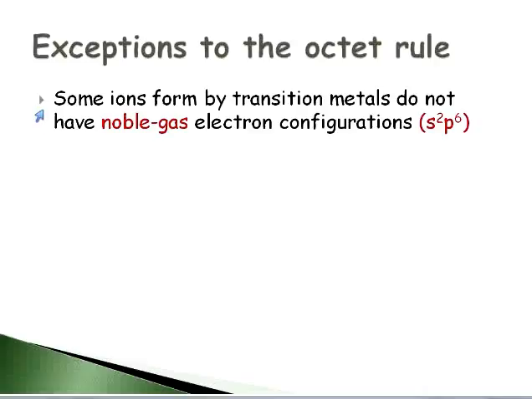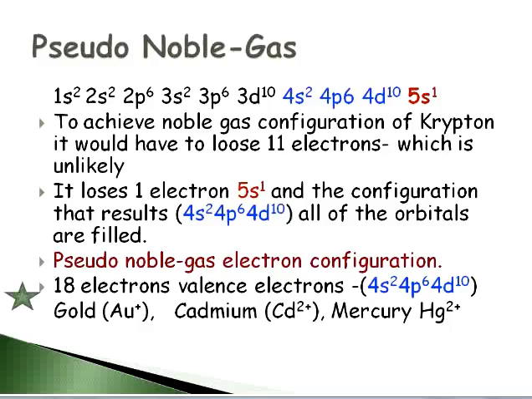So some ions formed by transition metals do not have the noble gas electron configuration, s2p6. Again, this is transition metals. We call them pseudo noble gas electron configuration. So let's take a look. This is silver. We have a lot of orbitals here.